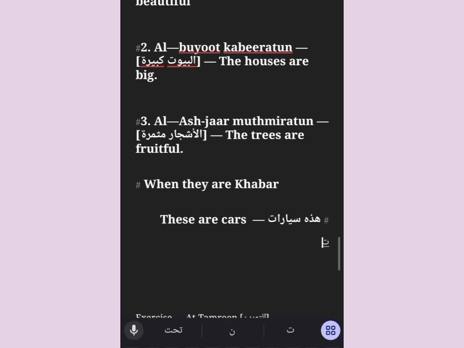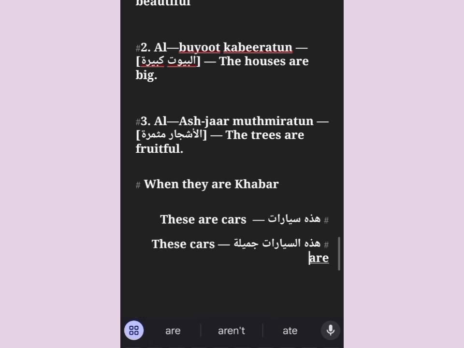Okay, هذه سيارات. These are cars, right? Let me use this same example. هذه سيارات جميلة. Make sense? You see? So you say these cars are beautiful, actually. These cars are beautiful.